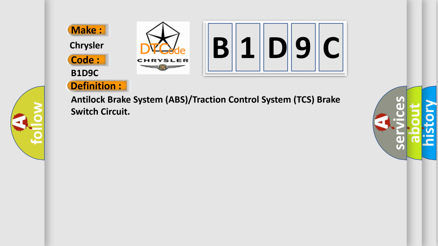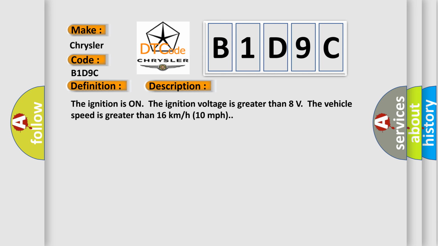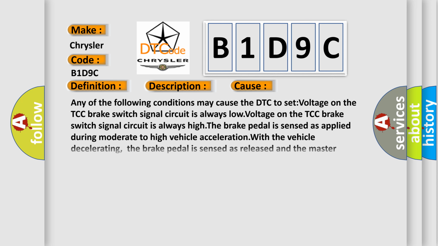And now this is a short description of this DTC code. The ignition is on. The ignition voltage is greater than 8 volts. The vehicle speed is greater than 16 km per hour, 10 miles per hour. This diagnostic error occurs most often in these cases.